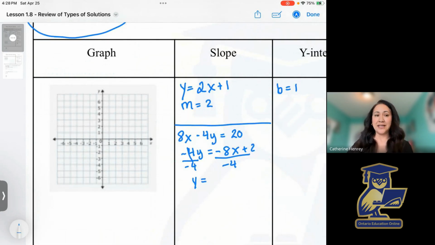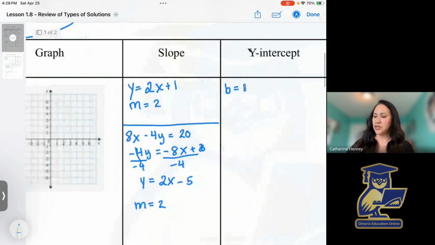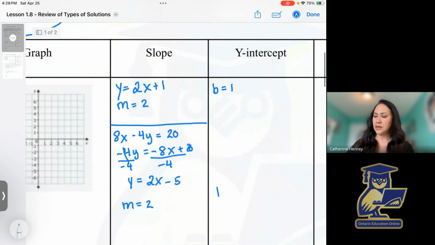This new equation is now in slope-intercept form. Negative 8 divided by negative 4 will give me positive 2x, and then 20 divided by negative 4 is going to give me negative 5. So now I can see that my slope is 2, and my y-intercept, b, is equal to negative 5.